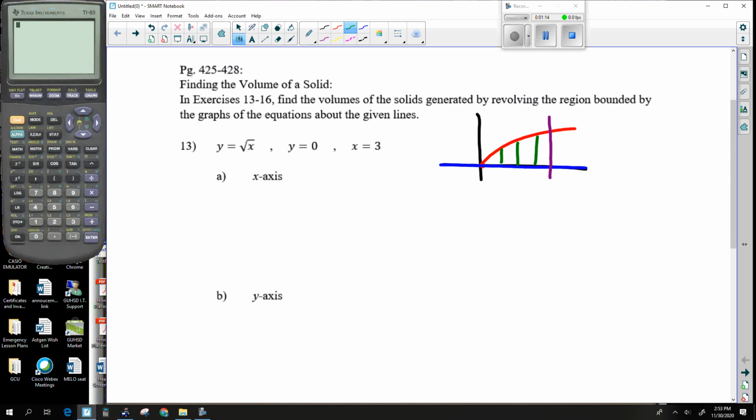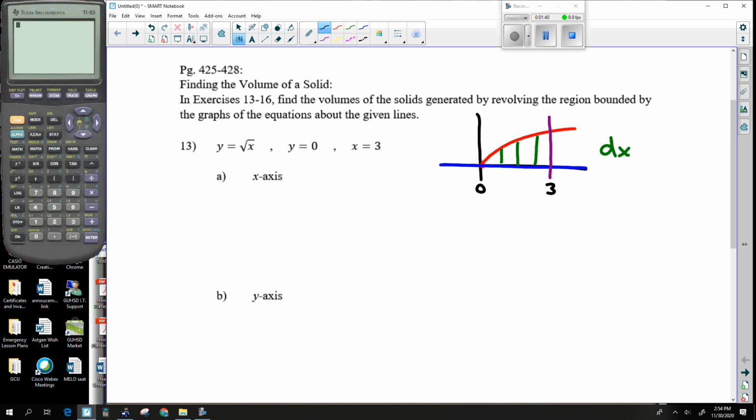So set it up as a dx method. That is kind of the way that you probably want to go. Again, this starts at 0 and goes to 3. We can change it up if we absolutely need to, but this is the method that is probably most convenient.